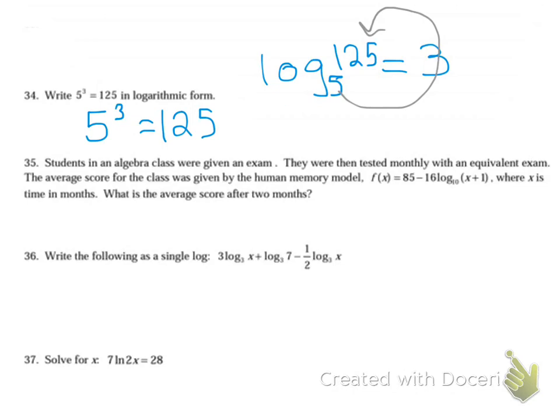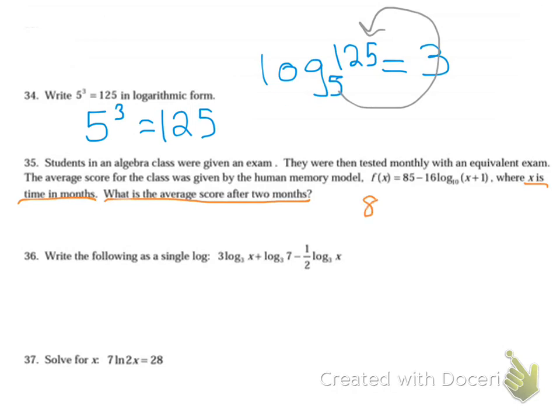Okay, number 35. Students in an algebra class were given an exam. They were then tested monthly with an equivalent exam. The average score for the class was given by the human memory model f of x equals 85 minus 16 log base 10 of x plus 1, where x is the time in months. What is the average score after 2 months? So all this long word problem, and all they're saying is what is the average score after 2 months, and they say x is the time in months. All they're asking you to do is plug in 2 for x.